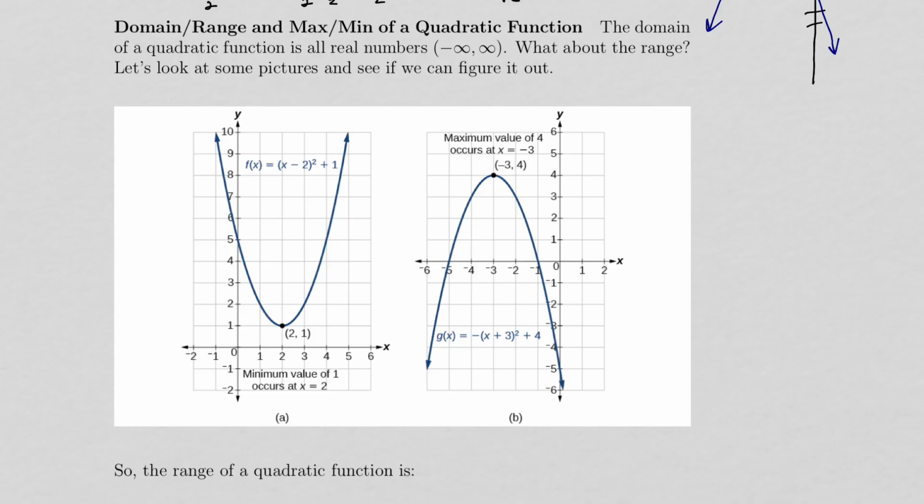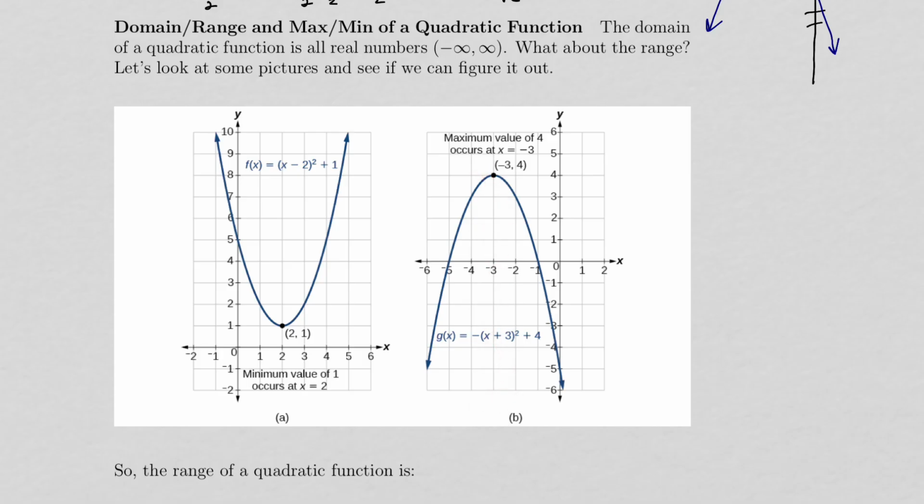Now, what is the range? Well, the range depends on whether it opens up or down. If it opens upward like this, then it has a minimum value. And remember that k is like the minimum y value. So in this case, the range would go from k all the way to positive infinity. If it opens down like this, then the range goes from negative, because we always start with the small number, from -infinity all the way up to k.